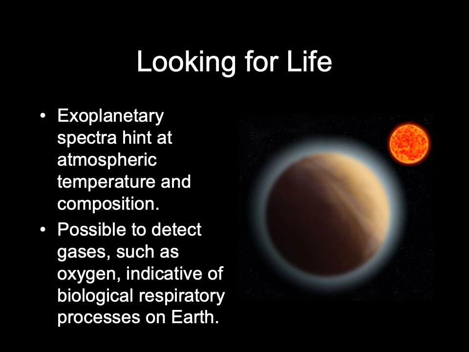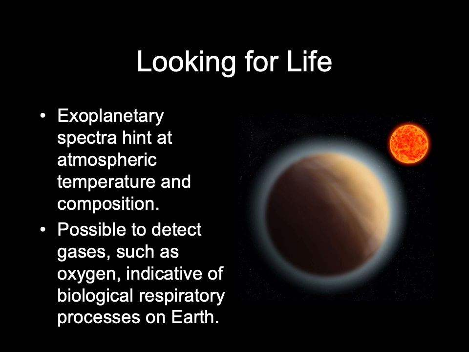So, how do we go about looking for life in the universe, especially if we cannot travel there easily with spacecraft? Well, we're going to want to be able to look for it from a distance. So one of the ways that we do it is when we study these exoplanets, we try to take a look at the spectra of their atmosphere and figure out the atmospheric temperature and composition.